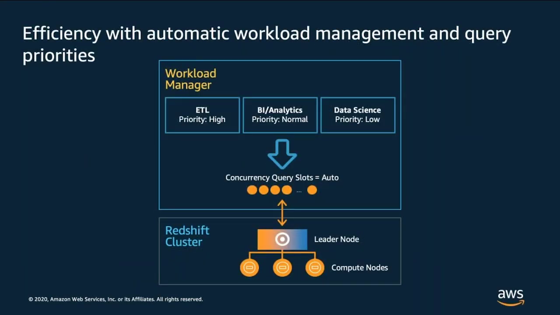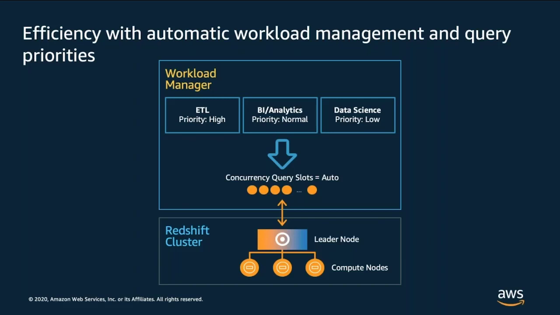With Auto WLM, you can define queues such as ETL, reporting, dashboards, data science, etc., and assign a relative priority to each. This is just a simple term such as low, medium, high, and highest. That's it. Redshift will handle the rest.